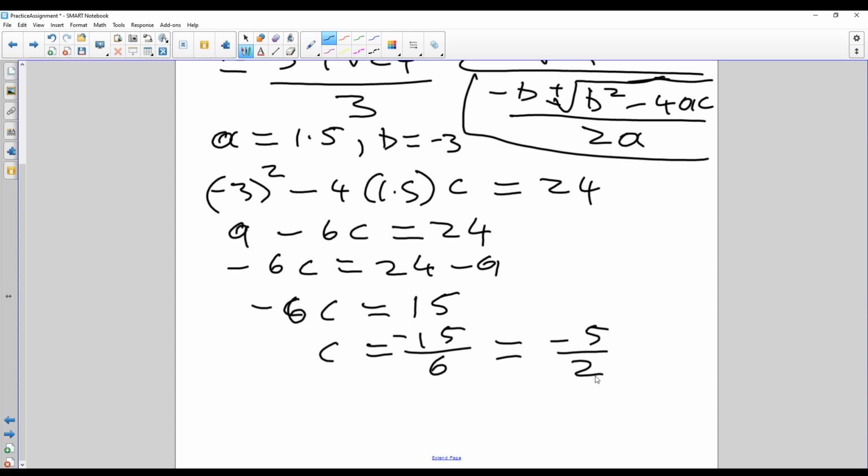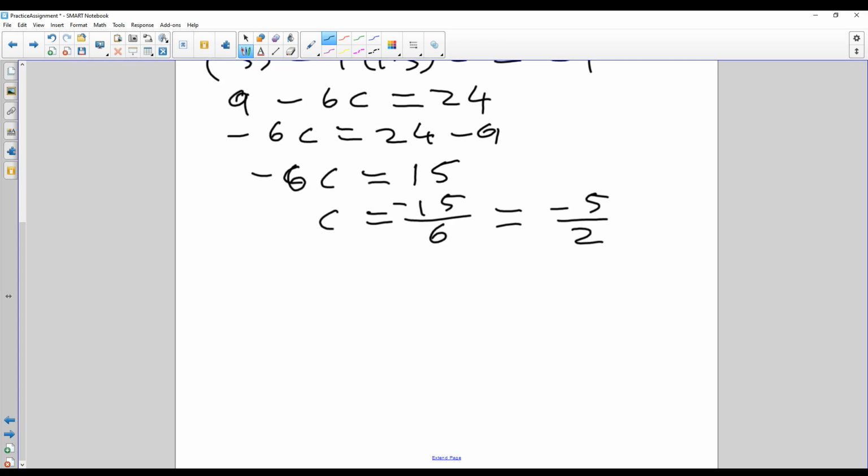So we're ready for the equation now. The equation is y equals, instead of saying 1.5, here I'm going to say 3 over 2. That's the same thing, right? 3 over 2 x squared. Sorry, what was it again for b? I forget what b was. B was minus 3. Minus 3x minus 5 over 2.